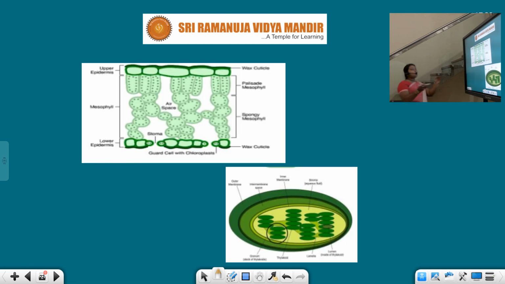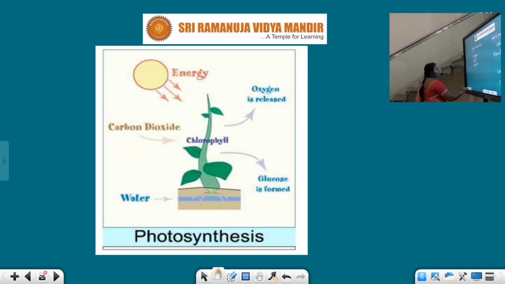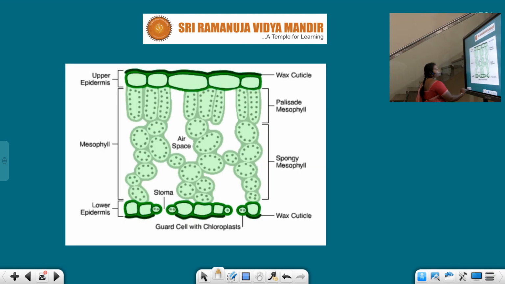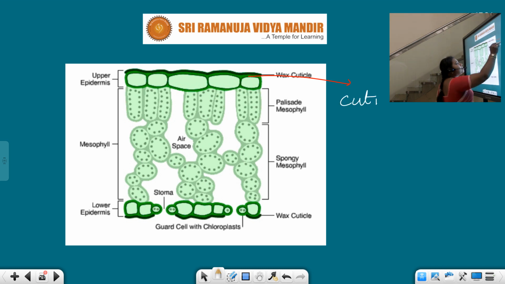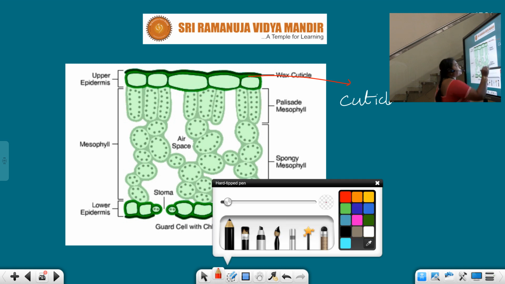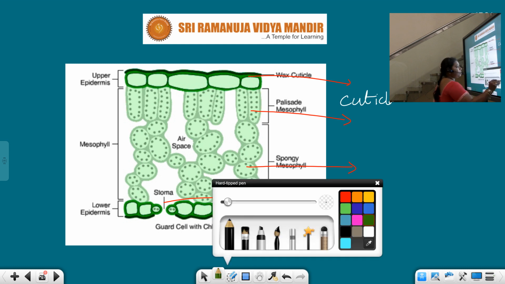Now let us see the cross-section view of the leaf. See children, I'll explain in the next slide. See, this is the cross-section view of the leaf. The upper one is called cuticle. And next to this, we have palisade parenchyma, spongy parenchyma, and, right, now I'll write with that.